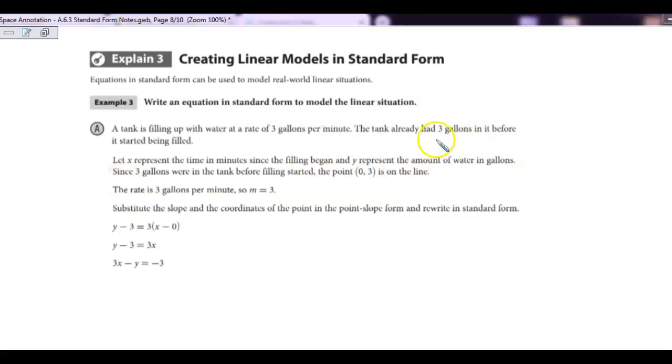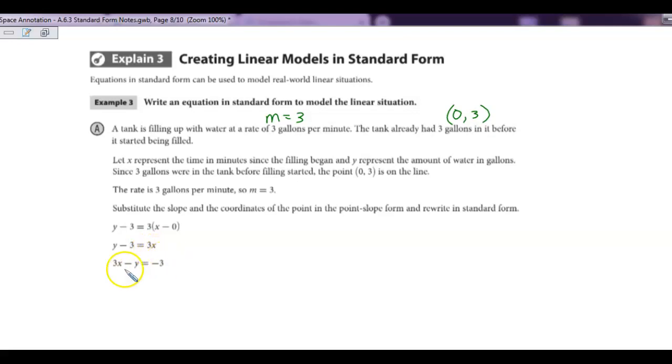So it started before no time's passed. It had 3 gallons. So there's my ordered pair there. The slope is my 3 gallons per minute. That's where I made my error. So we're going to substitute in our information. So I have my rate of change is 3. My ordered pair is 0, 3.